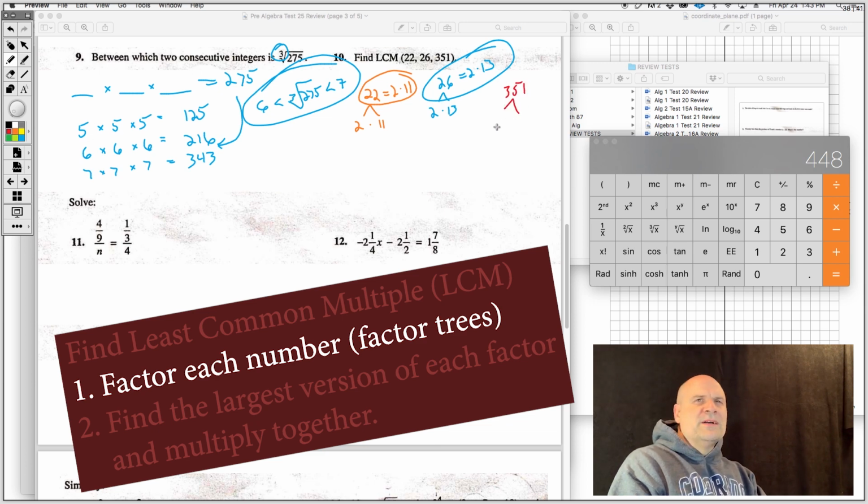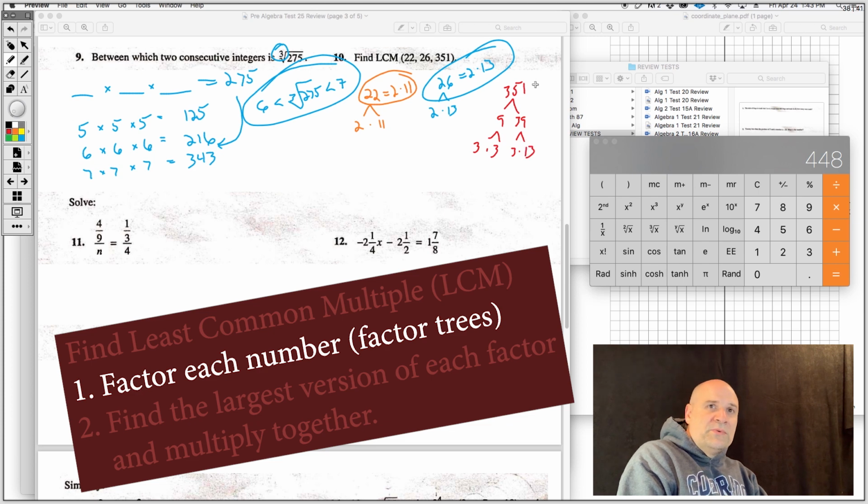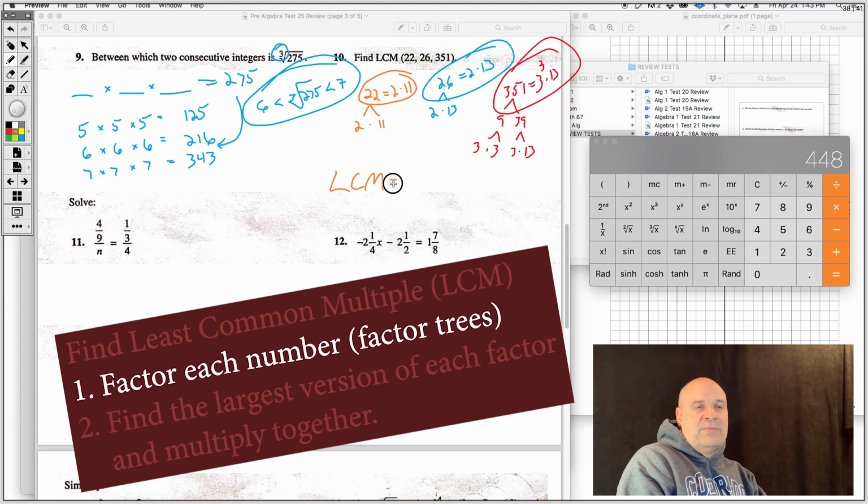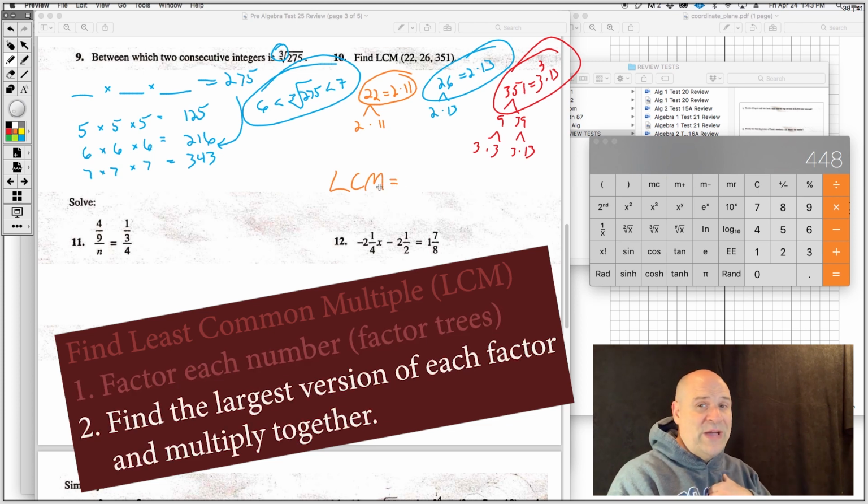Okay. What goes into 351? 9 does. 9 goes in 39 times. All right, and then 9 is 3 times 3. And 39 is 3 times 13. So 351 is 3 to the third power times 13. Okay? The least common multiple is going to be the biggest of each factor.